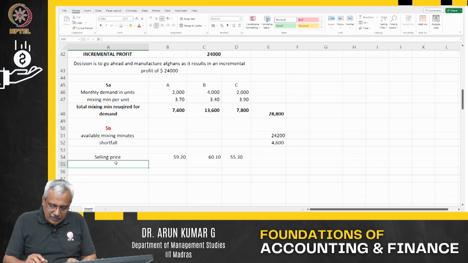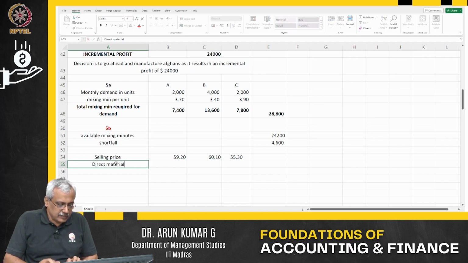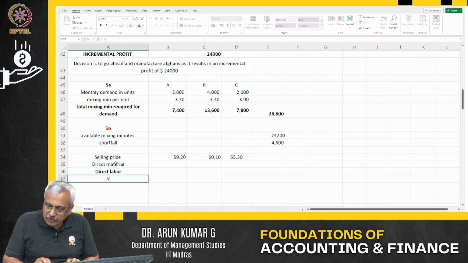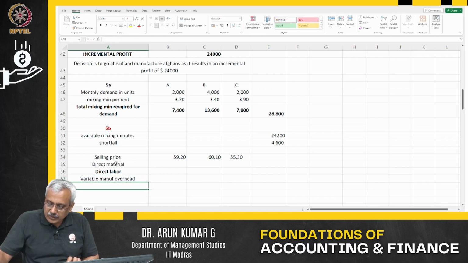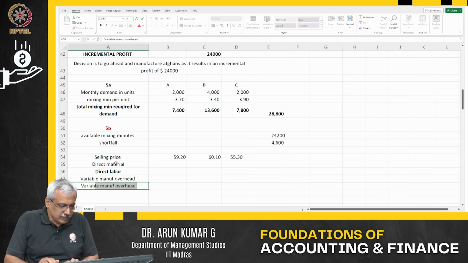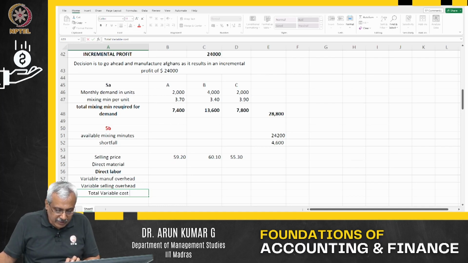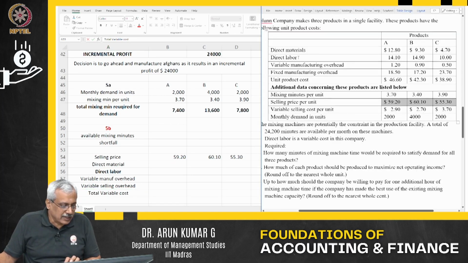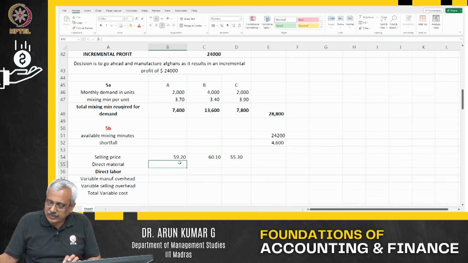Next, let us look at the cost: direct material, then direct labor, then variable manufacturing overhead, then variable selling overhead. Then we have total variable cost, because that is all the variable cost I have. Let me check again. Direct material, yes. Direct labor, yes. Variable manufacturing, yes. Variable selling, yes. Fixed cost, let us not worry about it as of now.